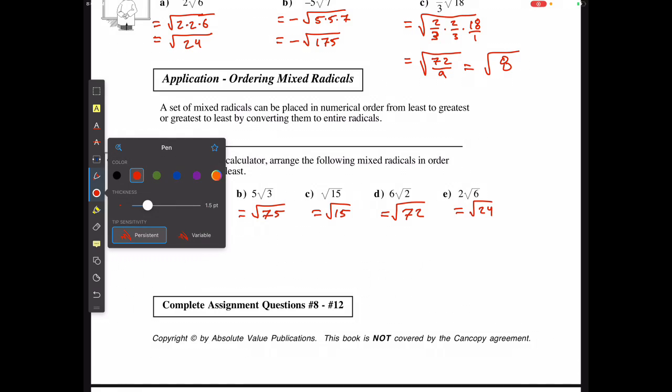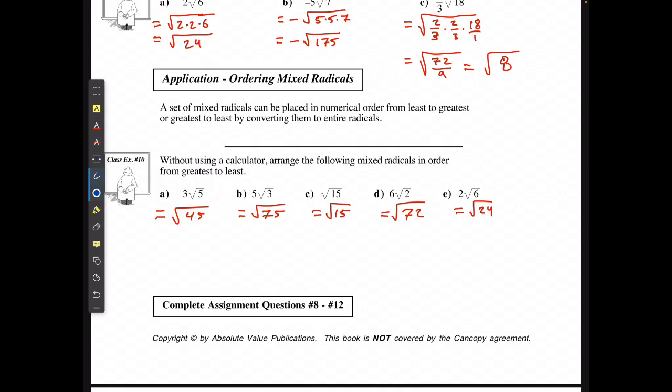When they're entire radicals, I can instantly see which is the biggest to the smallest. It's just biggest radicand to the smallest radicand. So this would be first, this would be second, this would be third, this would be fourth, and this would be fifth. And all I need to remember to do is when I'm listing them out, use their original form. So it's going to be 5 root 3 is the biggest. Then I go to 6 root 2, 3 root 5, 2 root 6, and finally the square root of 15 is going to be the smallest.